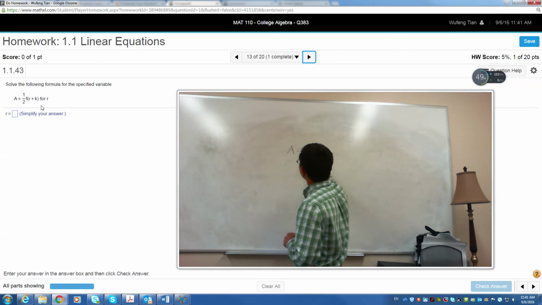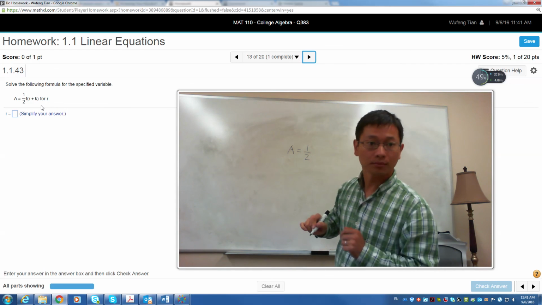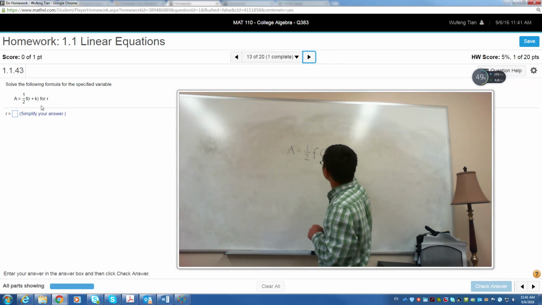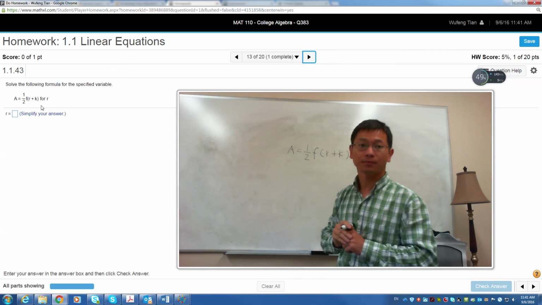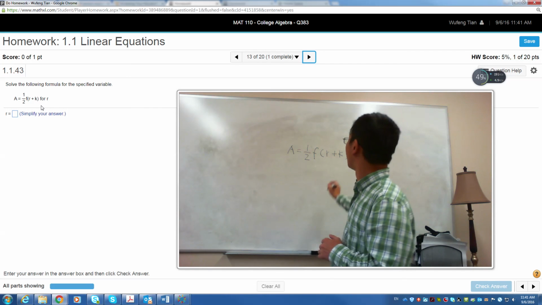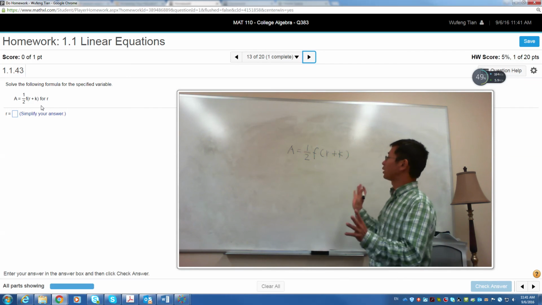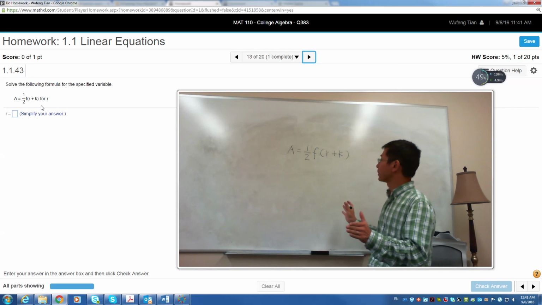A equals 1/2 f times r plus k. We solve for r. I want to isolate this r, so we need to get rid of the other terms step by step.